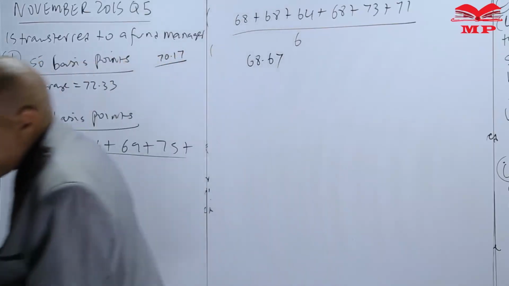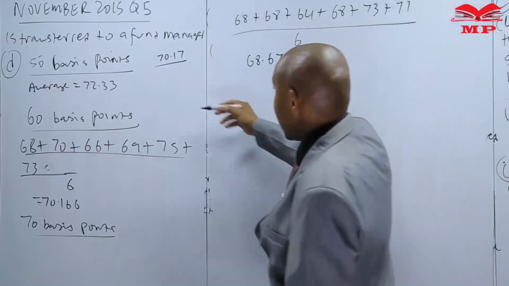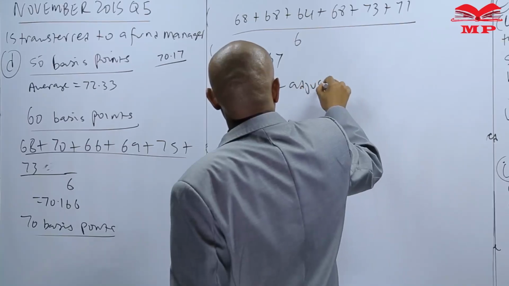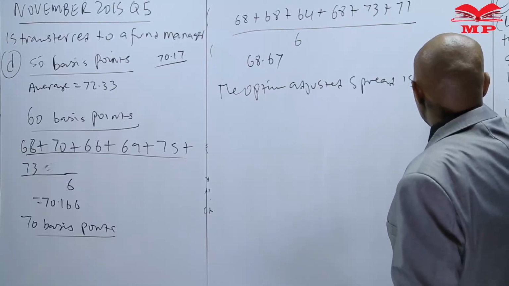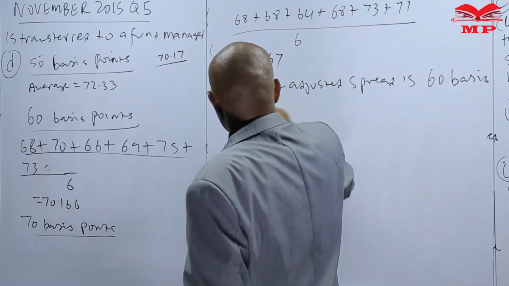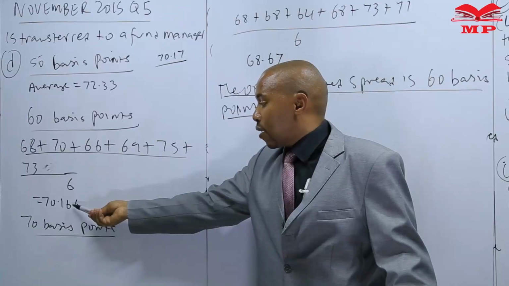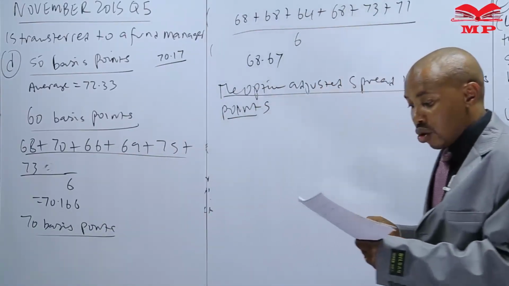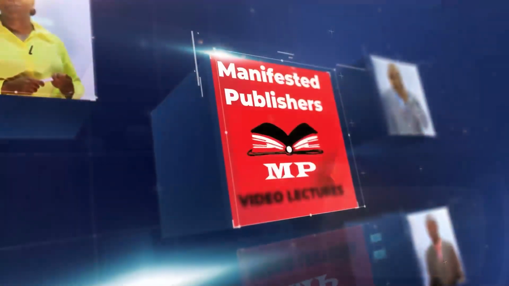So to answer the question, the option adjusted spread is 60 basis points. The reason is you can see the 70.167, which is 70.17, is the same as the 70.17 which you've been told is the value of the CMO.